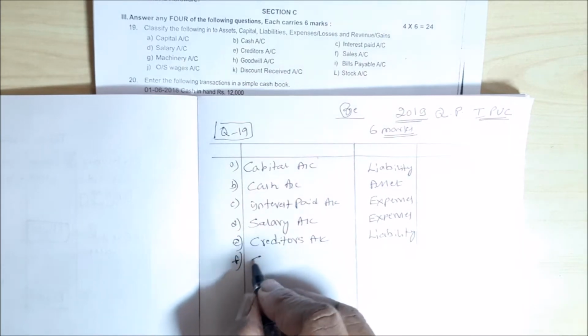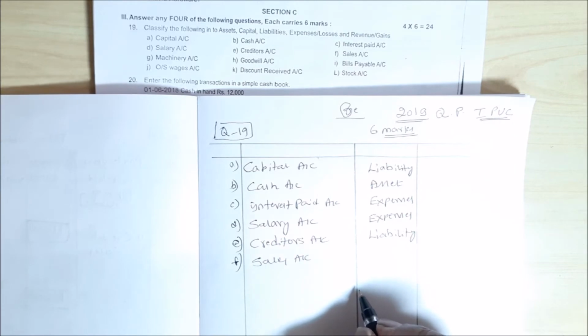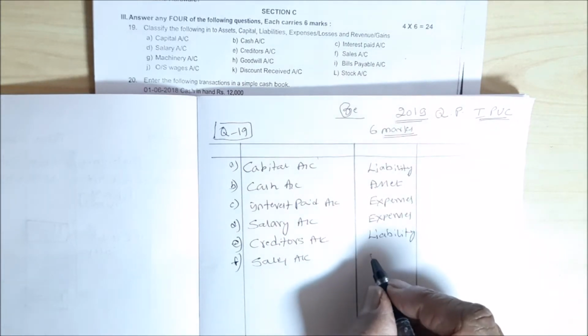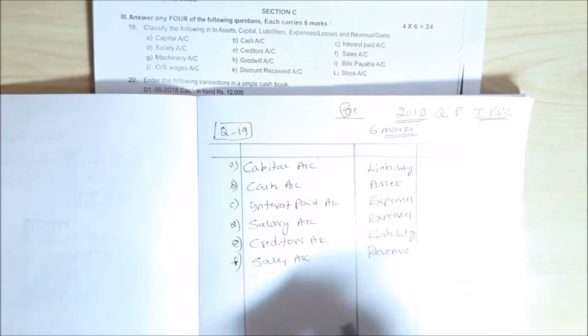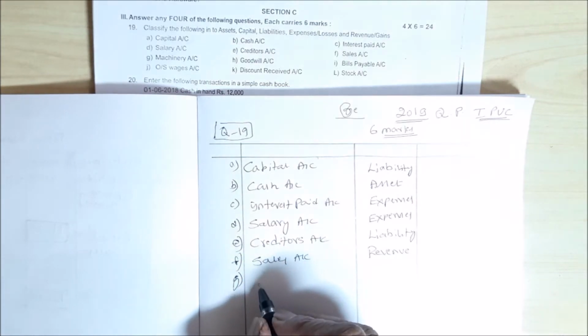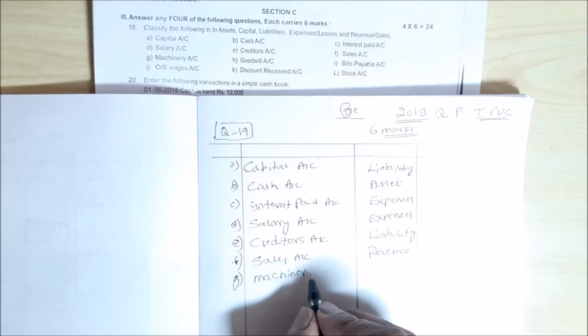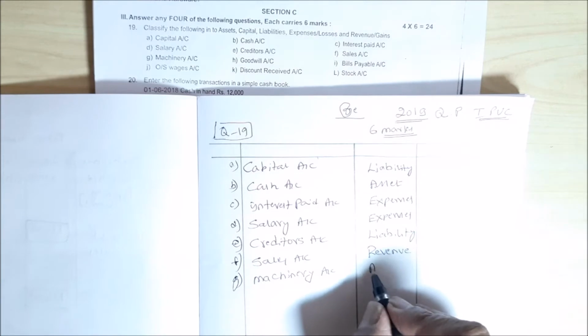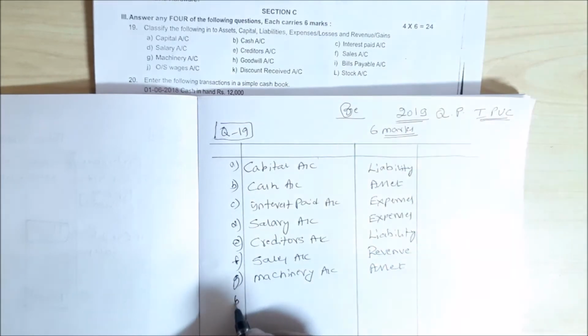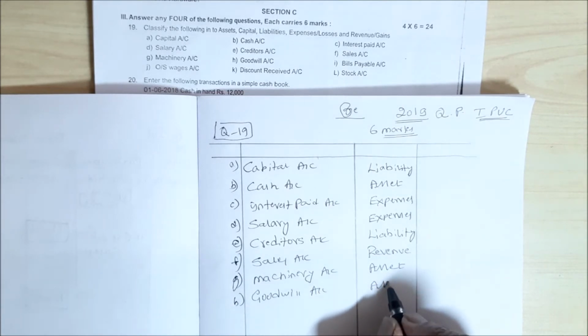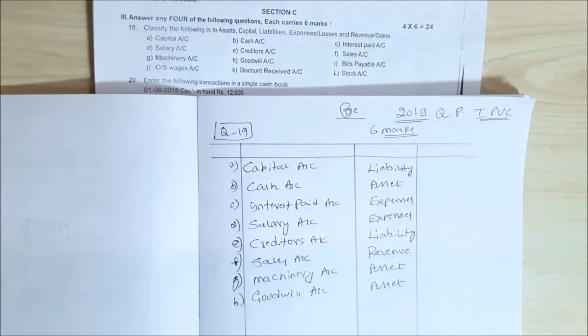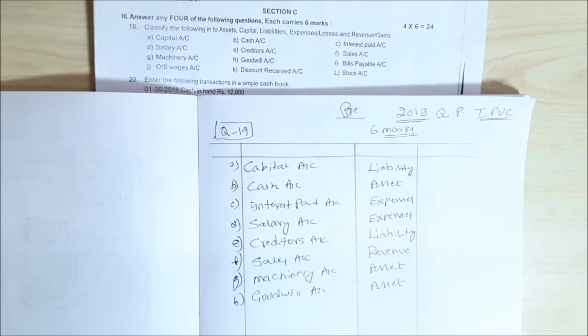Next, sales. Sales account. Sales is a revenue we are going to get. What do you mean by revenue? When you sell goods, you will get profit. That's why sales account is revenue. Next, machinery. Machinery account is an asset, right? Then goodwill. Goodwill is always an asset. It is an intangible. What is intangible? It cannot be exactly measured. That is called goodwill. Always take the example of your character, of our value, which is always called an asset.